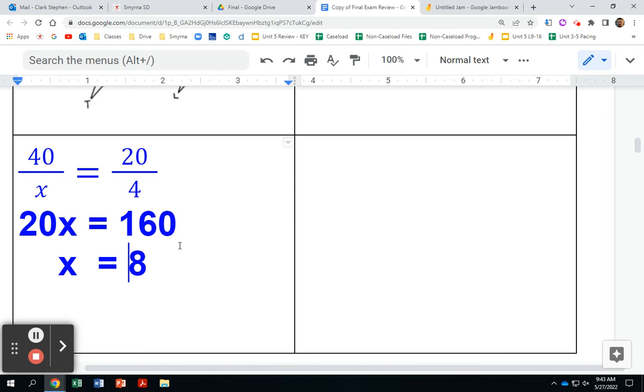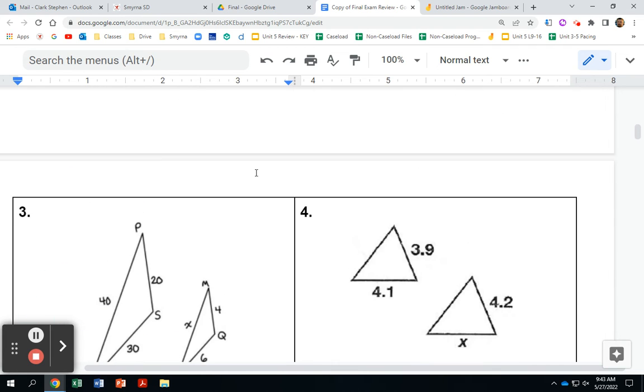And you can always check this in your calculator. You got an x here, right? So 40 divided by 8, because you know that's going to be 8. 40 divided by 8 is 5, and 20 divided by 4 is 5. So you know they're equal, right? If that doesn't work, then you know you did something wrong. So there's the first section.